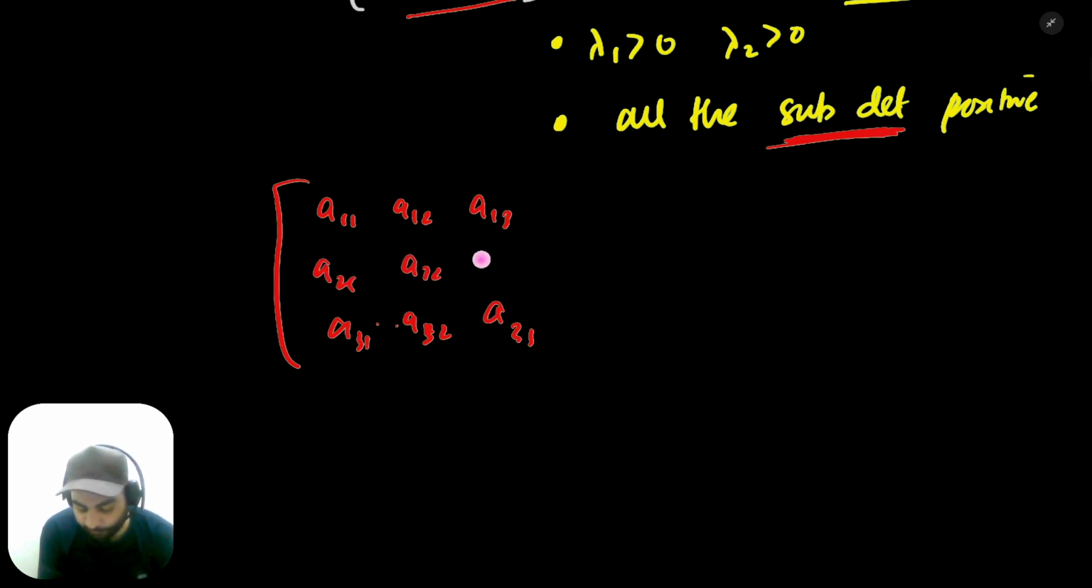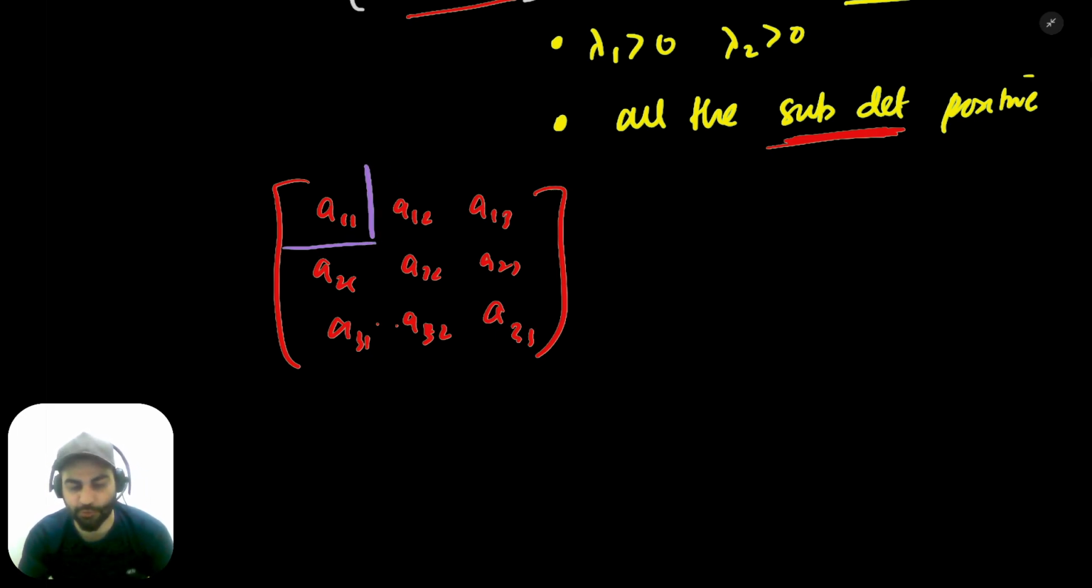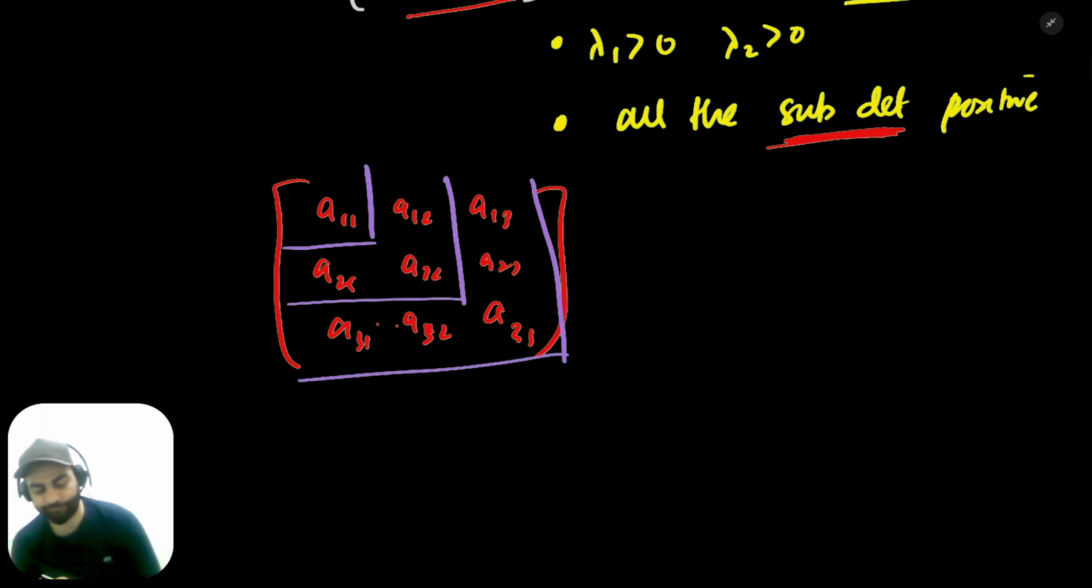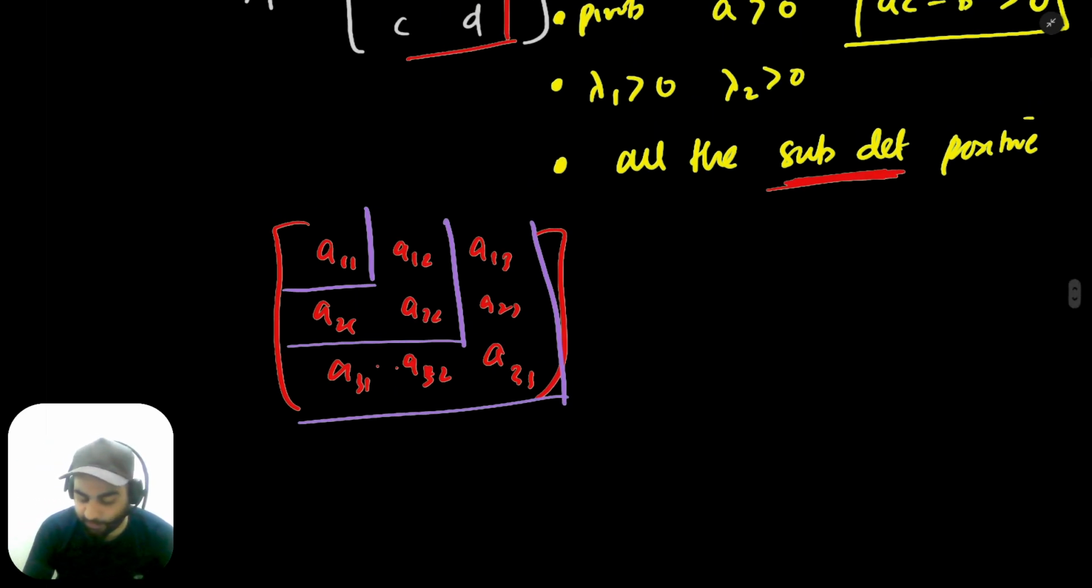A21, A22, A23. By this I mean that this determinant should not go to 0. It should remain positive. And the second thing is this much, this should remain positive. And this whole should remain positive. That's what I mean by this. So all the subdeterminants should be positive.